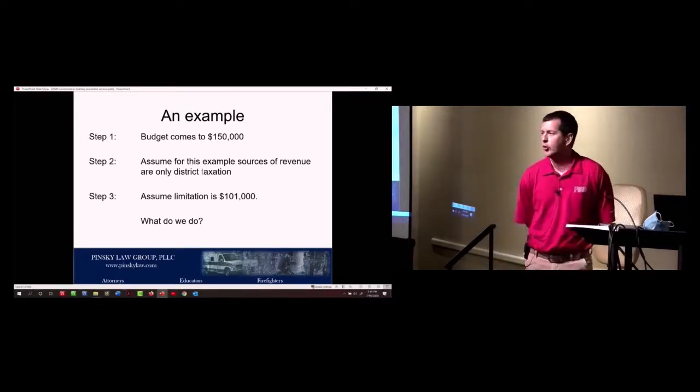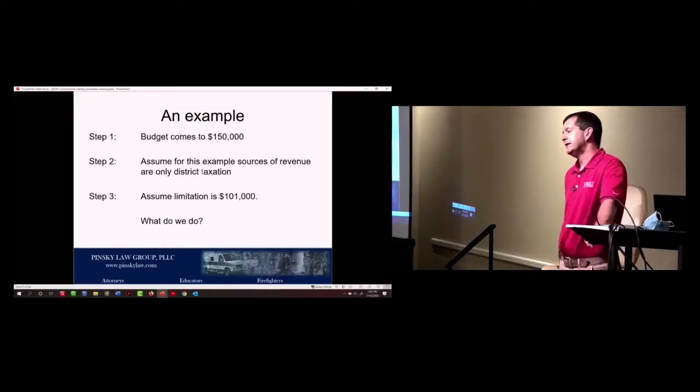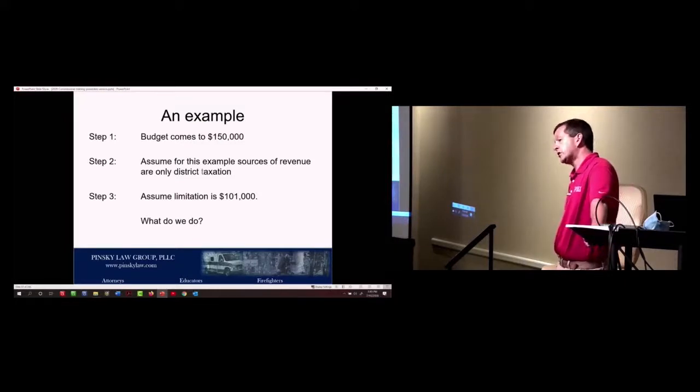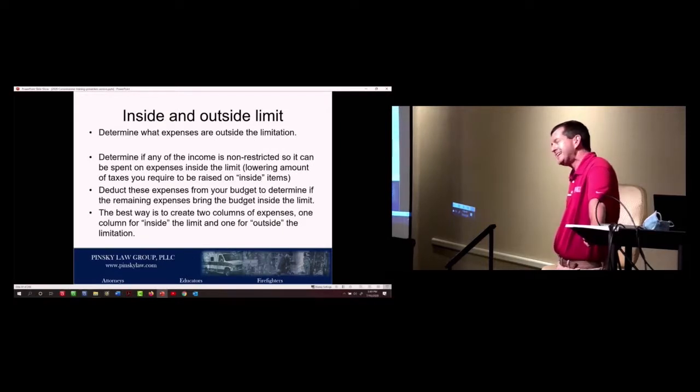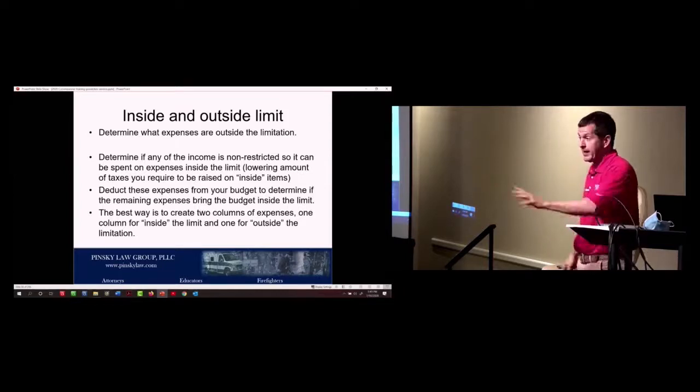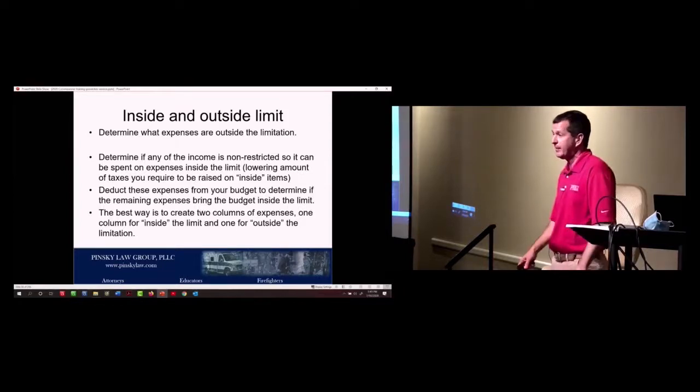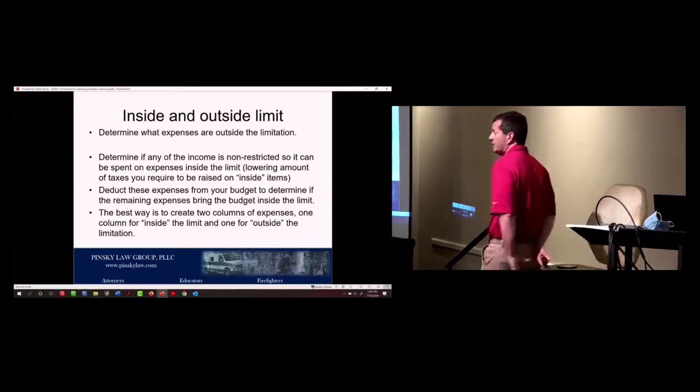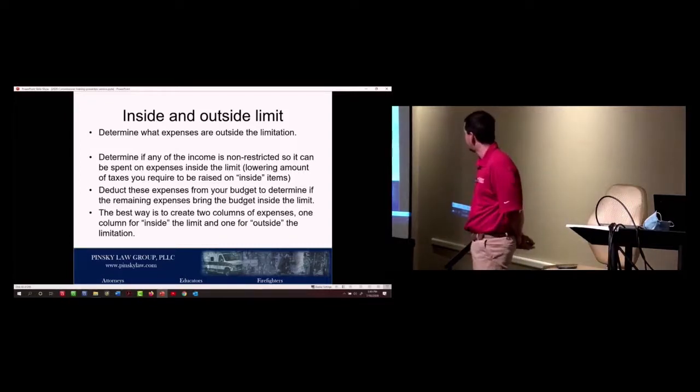Well, as I told you, your limit is only on the expenses you can control, not on the ones you can't control. This is called inside and outside the limit. So what you need to do is create a T-chart. I'm going to give you an example, right, in your book. You should have an example of a T-chart. I'm going to give you one. I made this up. This is my thing, but this is how I do it.